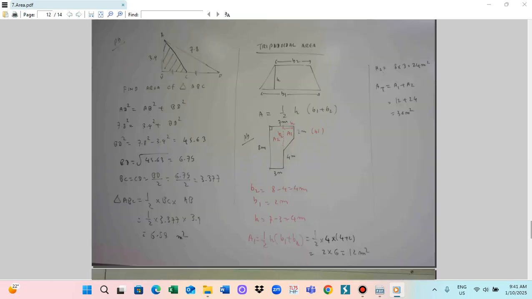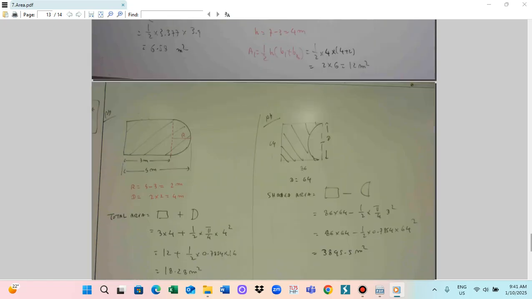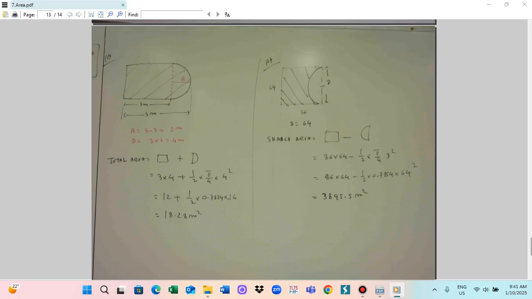Overall area. In this case, we have to join this line. By joining this line, this is the 3 meter, this is 5 meter. So you can calculate this radius R. This is 5 minus 3, so you get 2 meter. Then you can calculate the diameter D. Diameter D is equal to 2 multiplied by 2, so this is 4 meter.